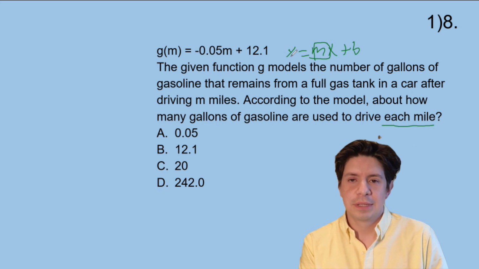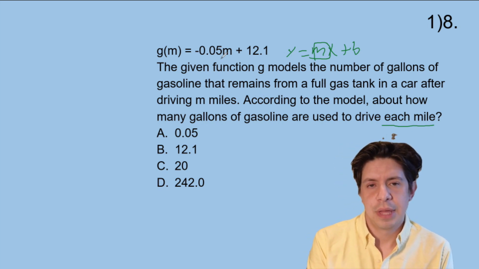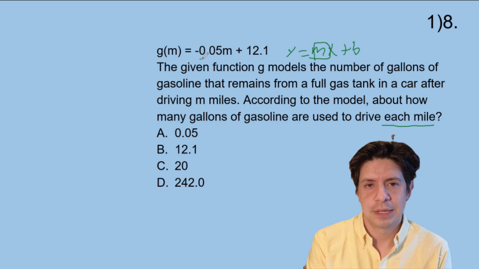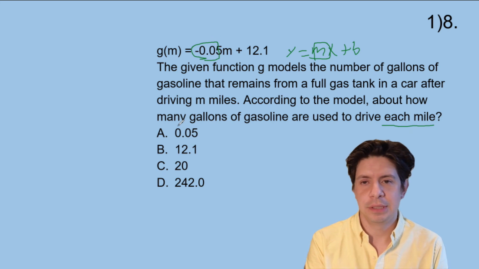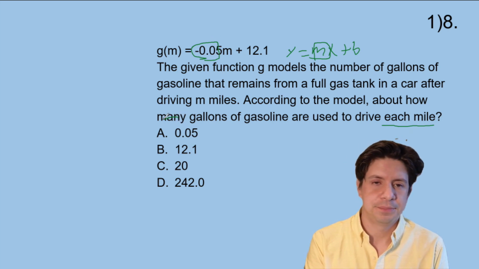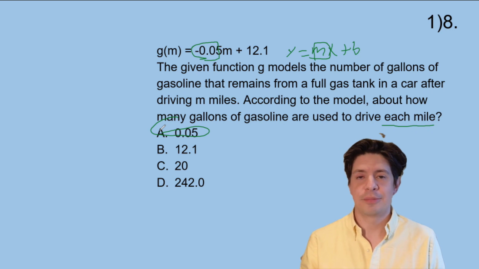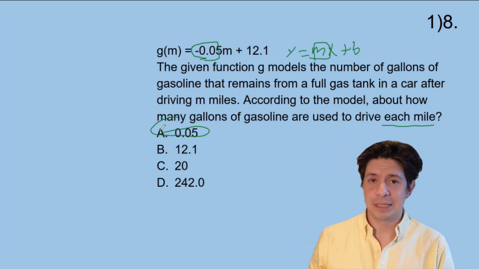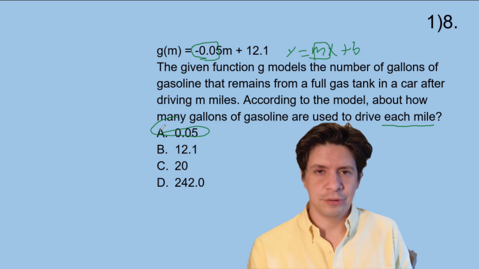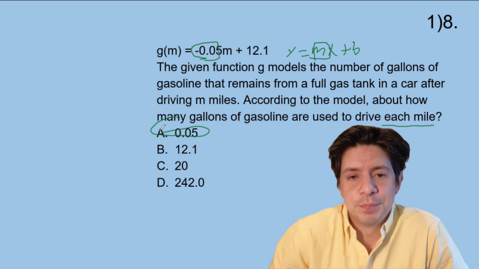So from a full gas tank in a car after driving m miles, that tells me that it's losing 1/20th of a gas tank, which is 0.05 per mile, and that would be A. Okay, so again, this one's not too bad. There's not really computation or arithmetic that you have to do. It's just about reading the formula. The SAT is really big on making sure you understand how to read functions, especially linear functions, okay?